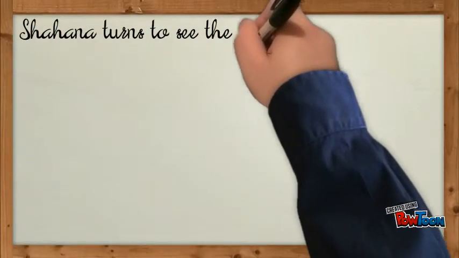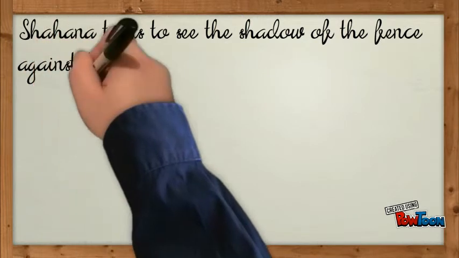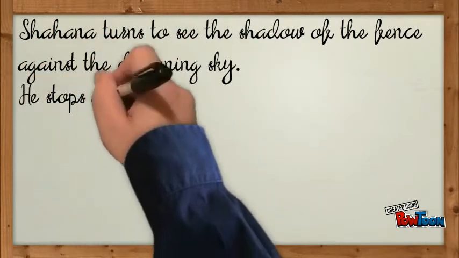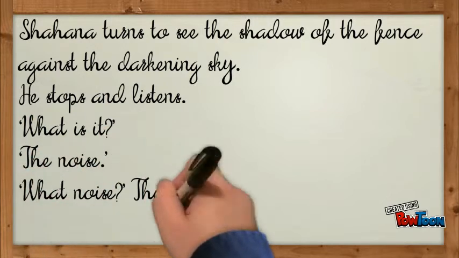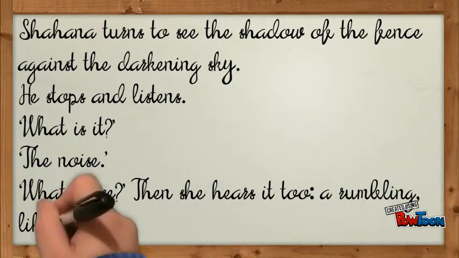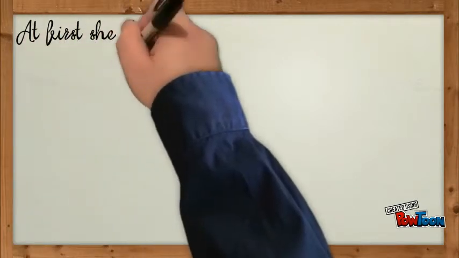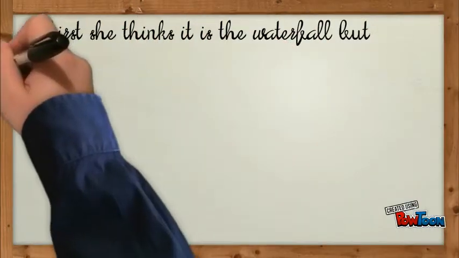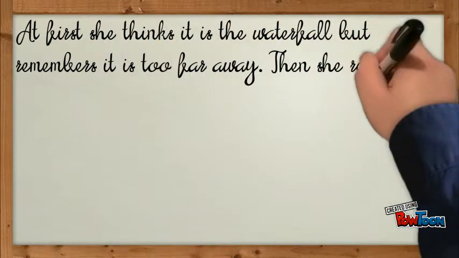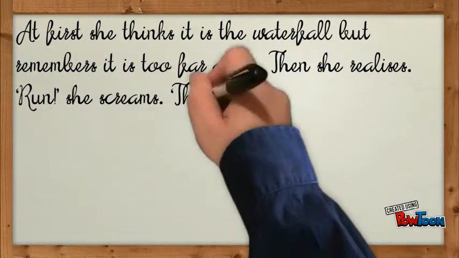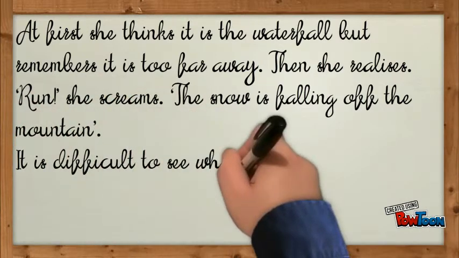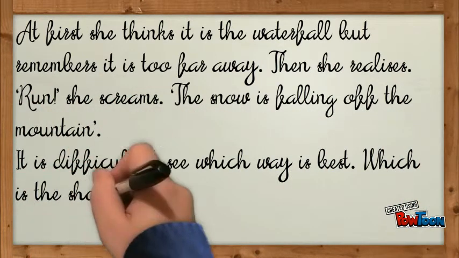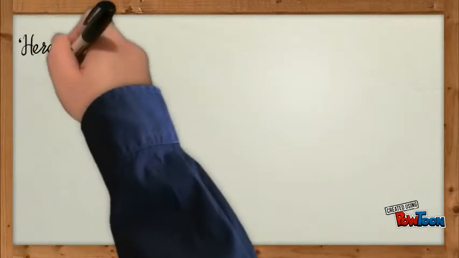Shahana turns to see the shadow of the fence against the darkening sky. He stops and listens. What is it? The noise. What noise? Then she hears it too, a rumbling like thunder in the mountain. At first she thinks it is a waterfall, but remembers it is too far away. Then she realizes, "Run!" she screams. "The snow is falling off the mountain." It is difficult to see which way is best. Which is the shortest route to the house? Which way will lead them into the snow's path?